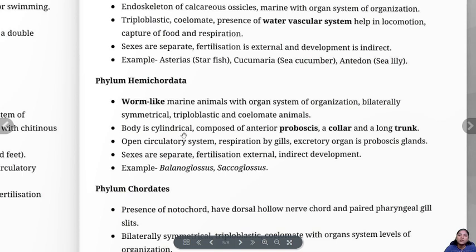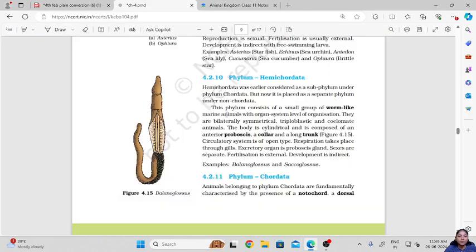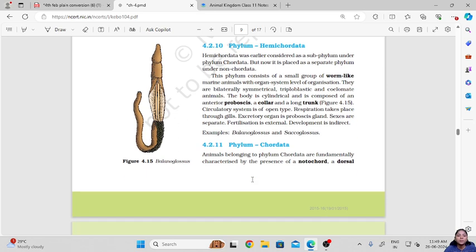Then they also have open circulatory system. The respiration is by gills, so they have special organs for respiration, excretion and circulation. So excretory organ is proboscis gland. Then again the sexes are separate, fertilization is external and development is indirect. So here we have an example. So it has the anterior proboscis, then the collar and the long trunk which is there, this part. So we have Balanoglossus as the example.